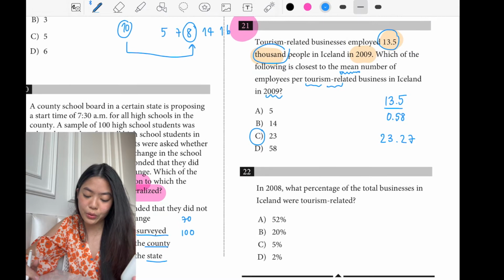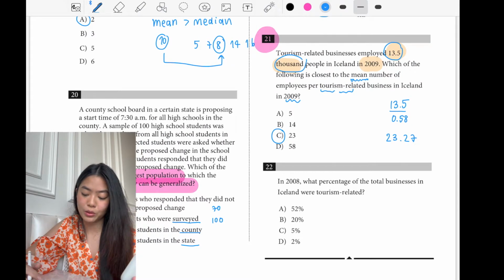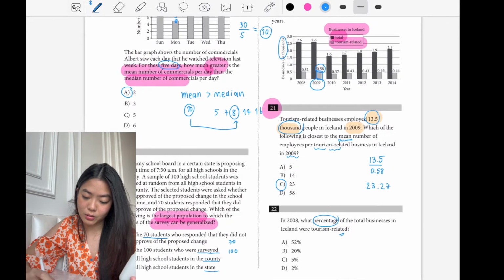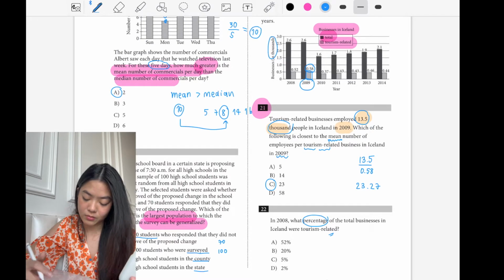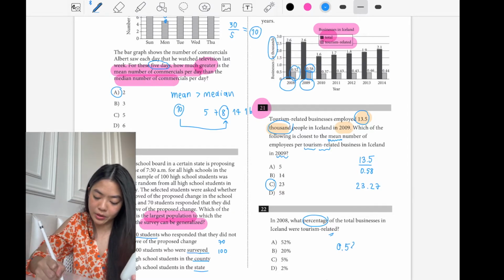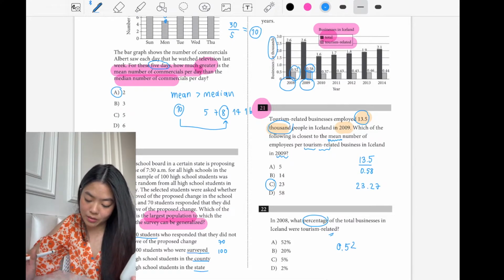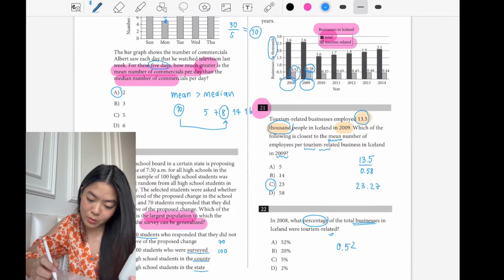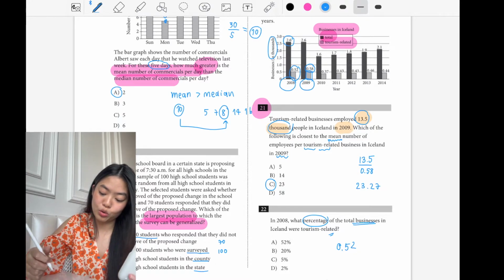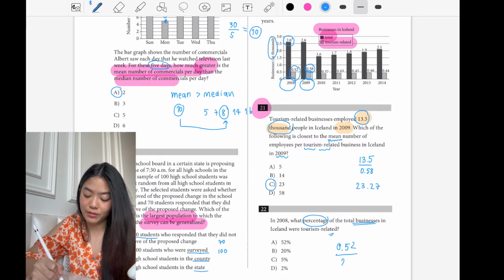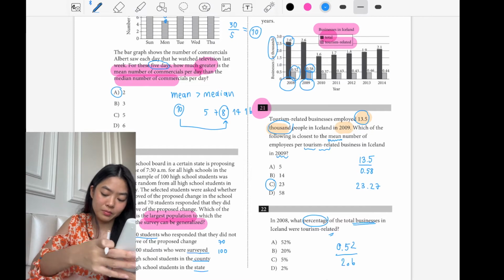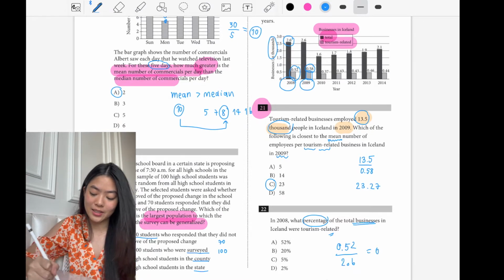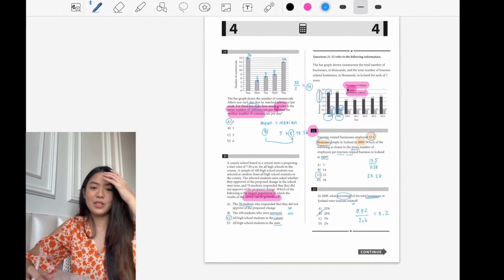Okay, 22. In 2008, what percentage of the total businesses in Ireland were tourism related? Percentage, total, 2008. Tourism related is 0.52. From here, we want to find it in the total businesses, which is 2.6, so we're going to do 0.52 divided by 2.6, and the answer is 0.2, so the answer is B, 20%.